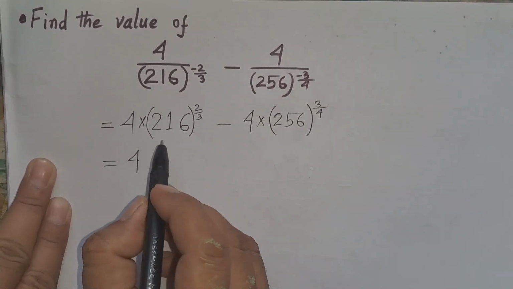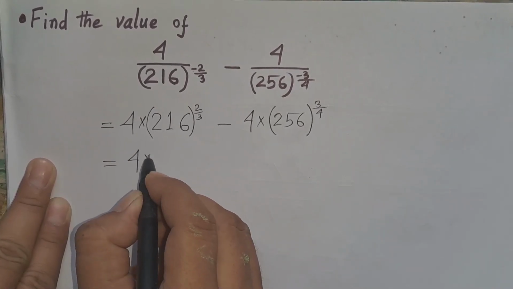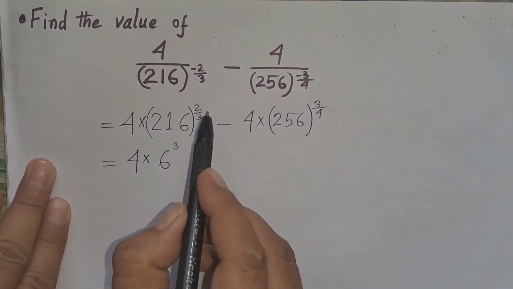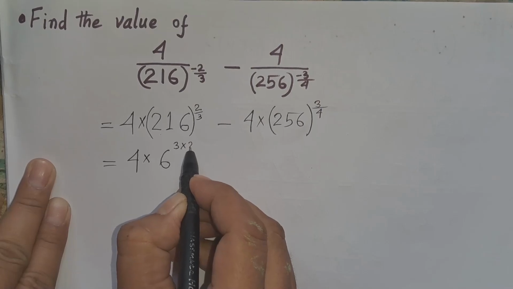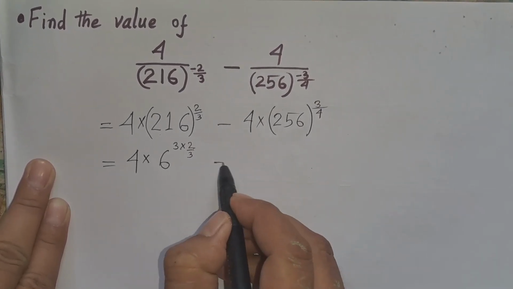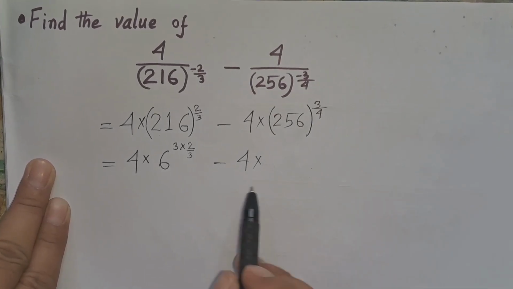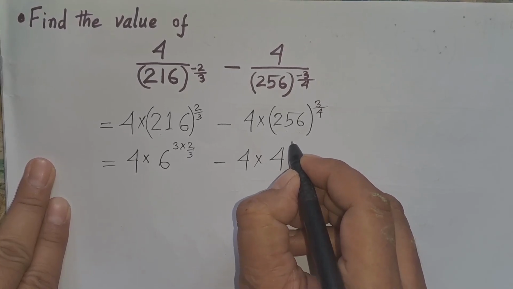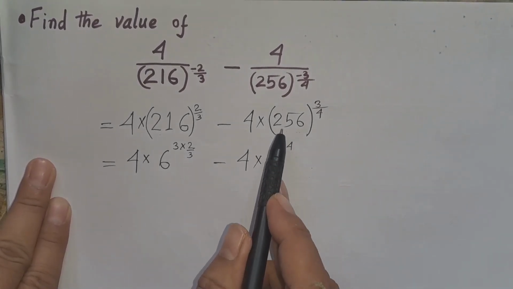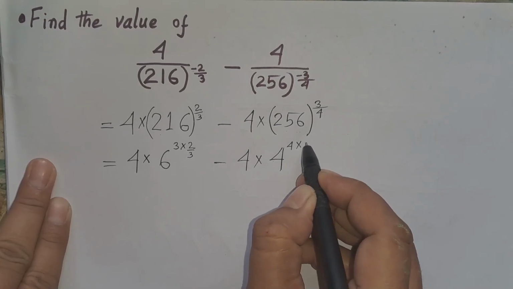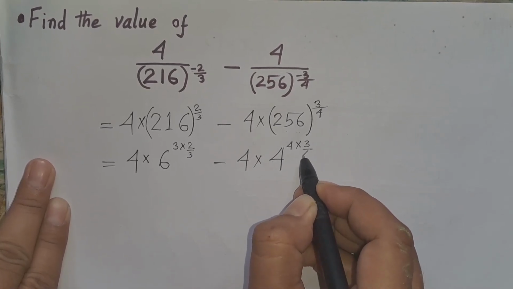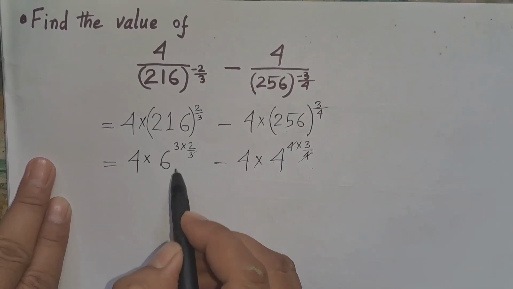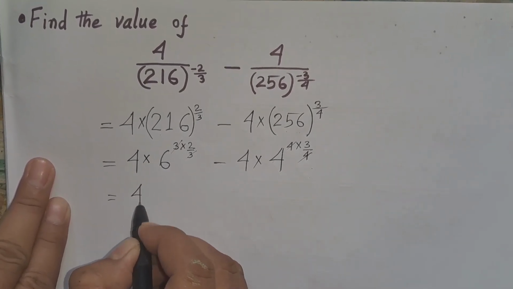Now I have to convert 216 as a power of 3, so that I could cancel the denominator 3 of 2 by 3. So 6 cube is 216, so 6 cube, and the outside power is 2 by 3, that would be multiplied: 3 into 2 by 3, minus 4 into 256. I have to make it the power of 4, so 4 to the power 4 is 256. So 4 to the power 4 into 3 by 4. The powers inside and outside will be multiplied. The 4's will be cancelled. Here the 3's will be cancelled.